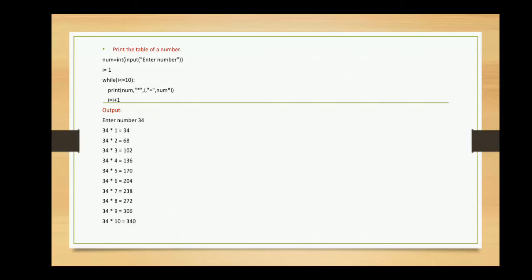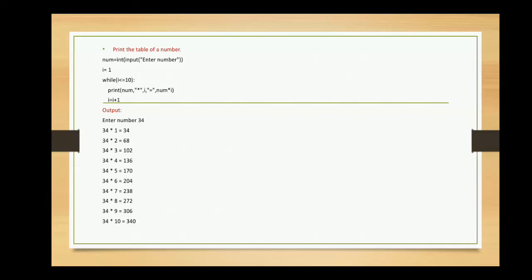In the next example we can see, print the table of any number. The example is given, num equal to int input, enter number. That means we can print the table of any number. I equal to 1, that is to initialize the value, because when we print the table it starts from 1 and at last it goes up to 10. So the condition is given less than equal to 10.